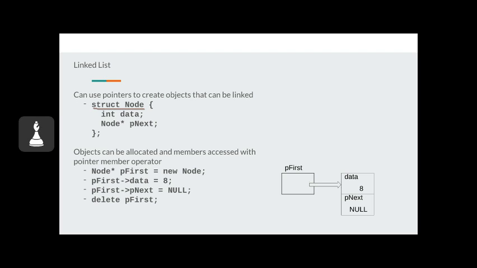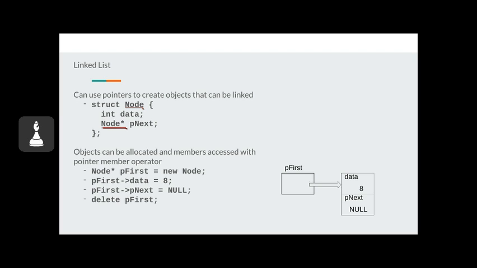Here we create a struct called node, and the node is going to have two pieces of data. The first piece of information is the actual data that we want to store, a number. The second piece of information is a pointer to another node. So this is an interesting concept. We have an object called node, and within that object we can store a pointer, the address of another object of the same type.